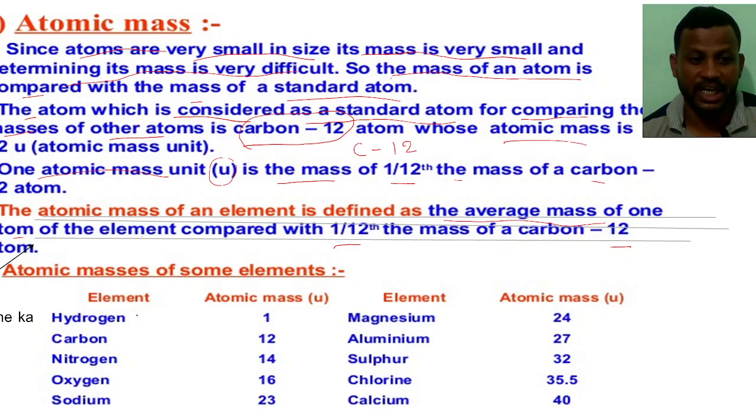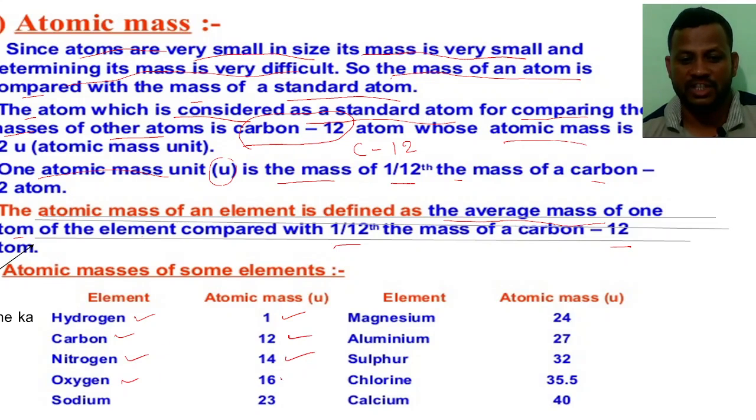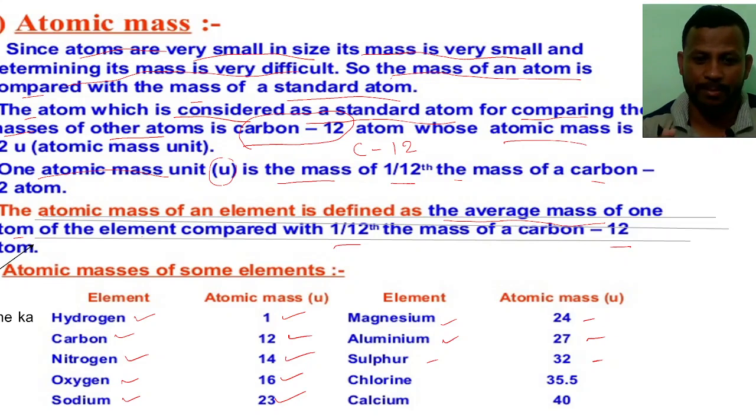Here we can see that the element hydrogen has atomic mass 1, carbon has atomic mass 12, nitrogen has 14, oxygen has 16, sodium has 23, magnesium has 24, aluminum has 27, and sulfur has 32 atomic mass. Right? Are you getting my clear idea?